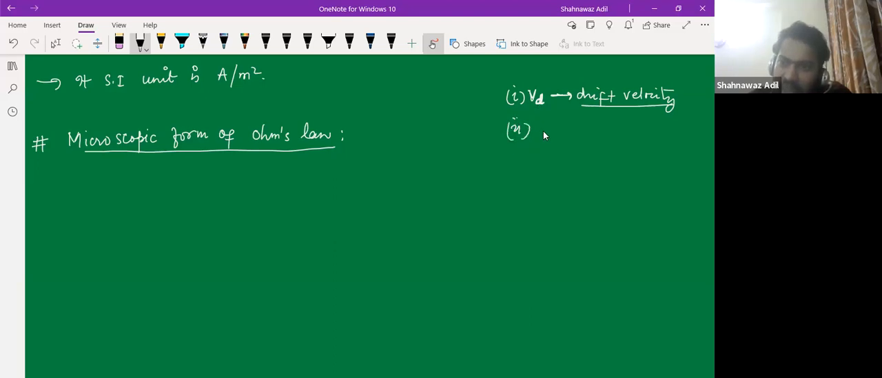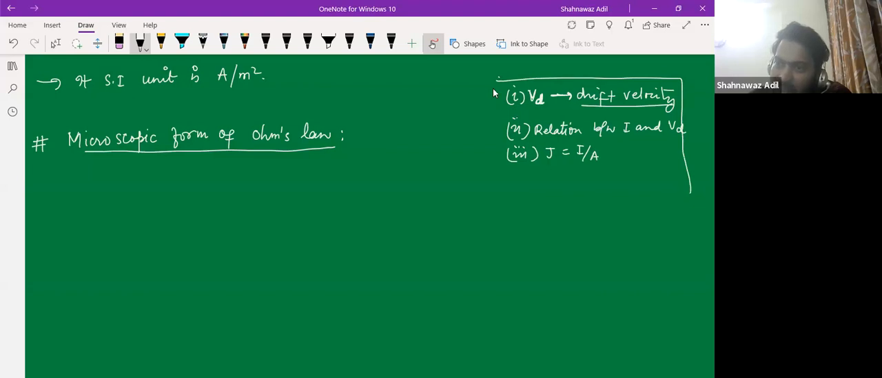The second thing that we have to remember is the relation between I and VD. These two things and the current density, these three things, if we remember, then we can write the microscopic form of the law.